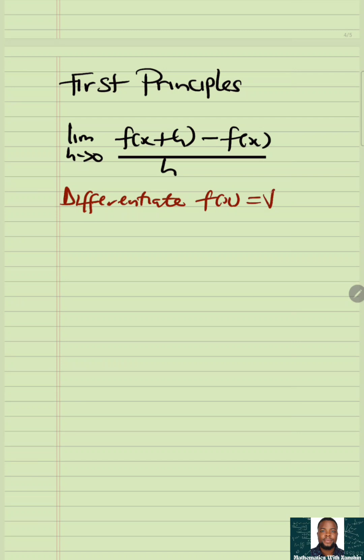Differentiate f of x equals the square root of x. We're going to use that as an example to show you how you use this formula. So we're going to plug this into that formula right away. We have this limit, the square root of x plus h. Now instead of writing f of x plus h, you write your f of x, which is this function, then minus f of x, the function given to you, all over h. This is how it will look.